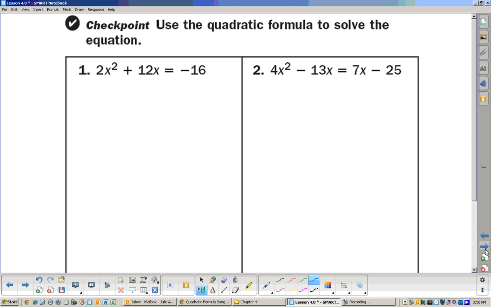All right, your turn to work. There are 4 problems right here for you to solve. So solve these 2 problems and then put me on pause, and then solve the next 2 and put me on pause as well.